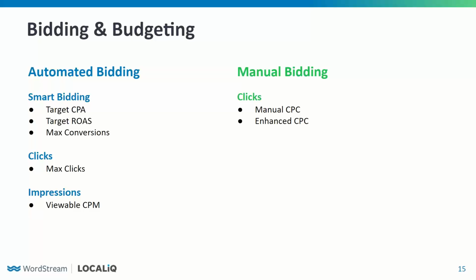CPM stands for cost per thousand impressions. And so if you are focused on something like brand awareness, where getting clicks to your website may not necessarily be of the utmost importance, you just want to be seen by all these different users, using a cost per impression based bidding strategy allows you to focus more on just being seen as opposed to driving traffic. So you're not paying for clicks, you're paying for views. And then over on the manual bidding side, we've got our longstanding click-based bidding strategies, manual cost per click, as well as enhanced cost per click.